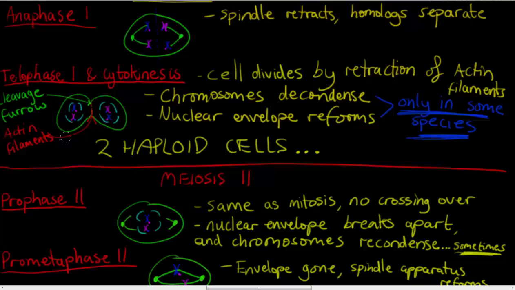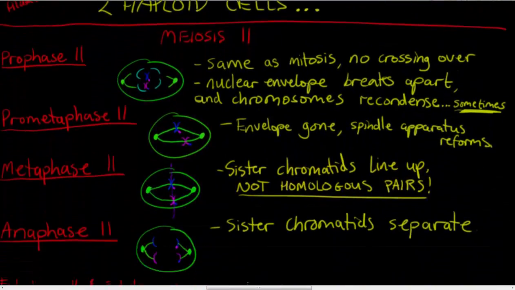This is simple, bio 180. Remember the cleavage furrow. I hope you remember this. I'm not going to go into too much detail. And then just be aware that only in some species do the chromosomes decondense and the nuclear envelope reforms. As you can see here, I started drawing the nuclear envelope again. Then we move on to meiosis 2.